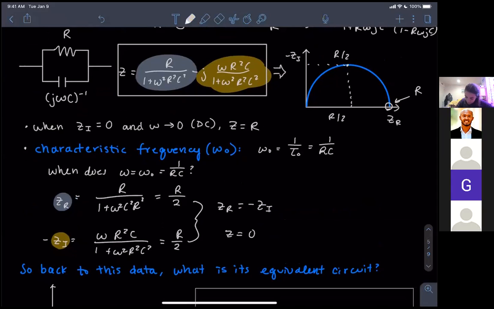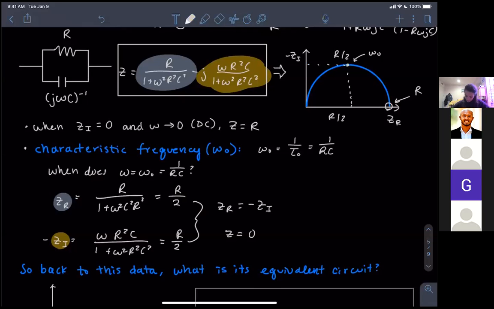And at this point, basically the crest of every semicircle that you have, that is going to be where your characteristic frequency is. So if you're looking at your data and you have a semicircle, the characteristic frequency of that arc is going to be the apex of it. And that's going to be important later on, as you will see.